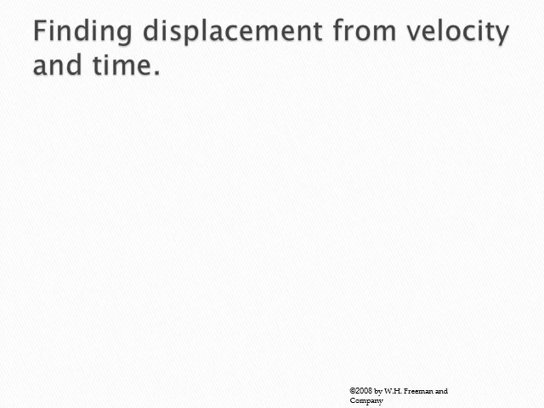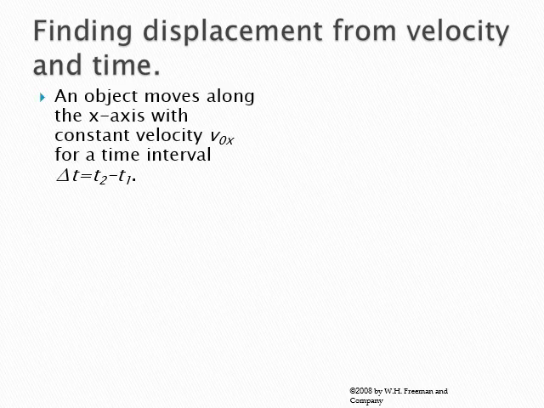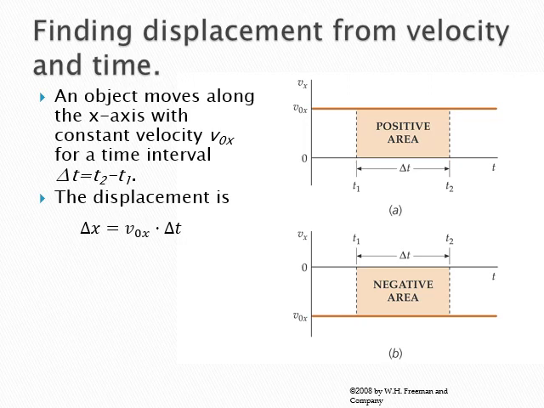Let's look back at finding the displacement from a velocity versus time graph. If we have a constant velocity and the object undergoes that constant velocity for a time interval, delta t, then clearly the displacement must be that velocity times delta t. But if you look at the graph of that, well, that's just the area underneath the velocity graph. If the velocity is negative, then it's a negative area, meaning it's a negative displacement. But it's simply the area between the velocity graph and the horizontal axis.